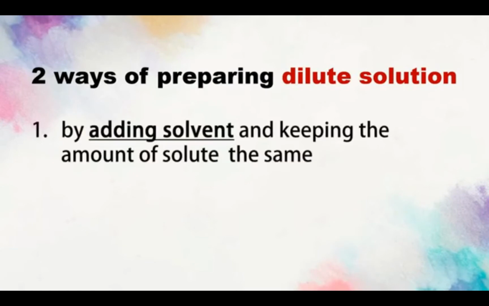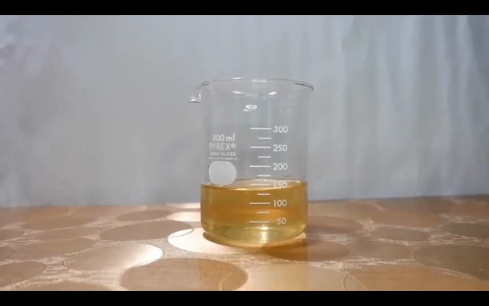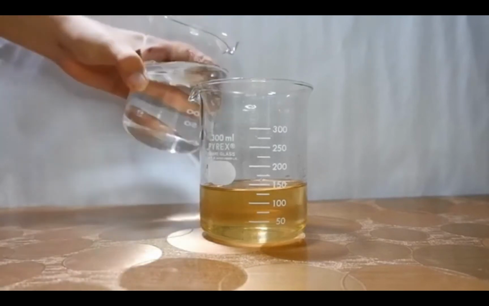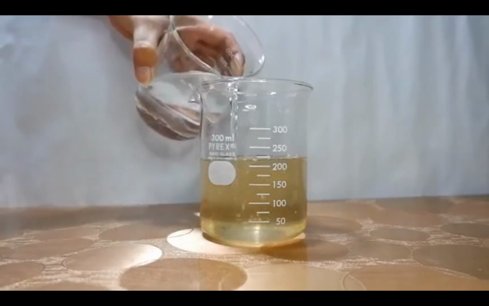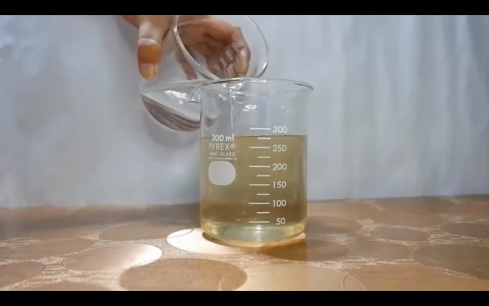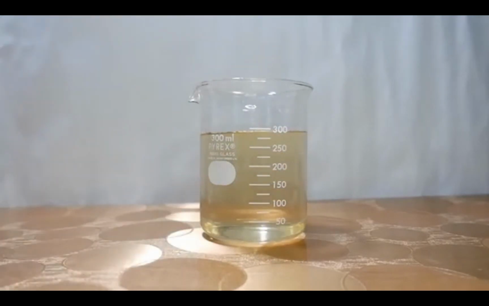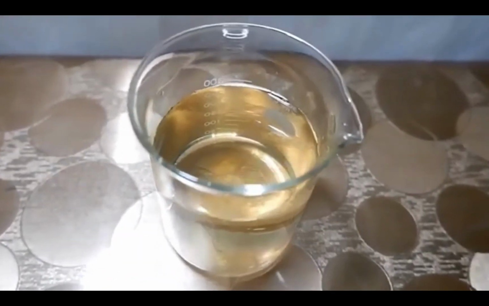There are two ways of preparing a dilute solution. Number 1. By adding solvent and keeping the amount of solute the same. For example, you have a solution of water and sugar. By adding more water and keeping the amount of sugar the same, you are making a dilute solution. It has more water and less sugar. Its color is light yellow.